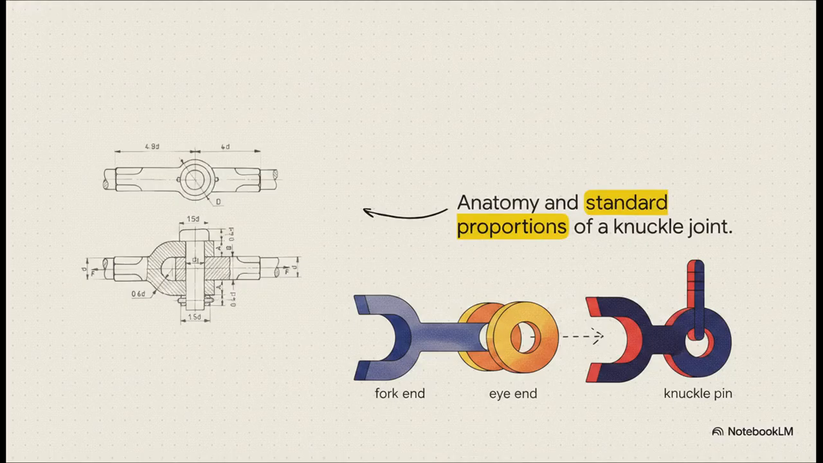Let's walk through the real-world anatomy of that knuckle joint. You've got the fork end and you've got the eye end. Notice how the single eye slides perfectly inside that double-pronged fork.